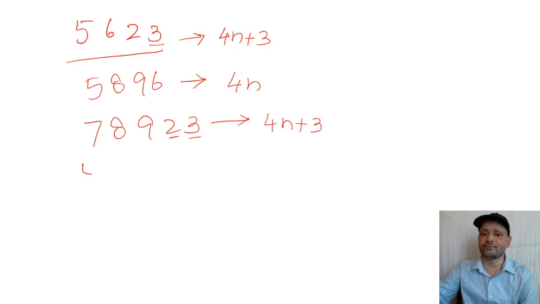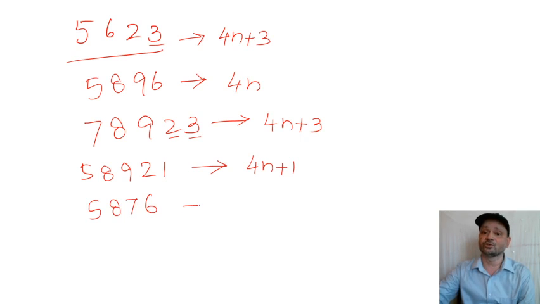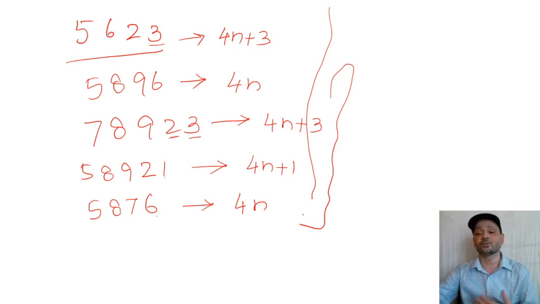Similarly, you have 58921. So you have the odd digit 1 and before that there is an even number, before 1 it is 2, so it is 4n plus 1 type. Similarly you will have 5876. You have 6 and before that there is an odd number, so it is of 4n type. So like that you will be able to judge what kind of number it is.